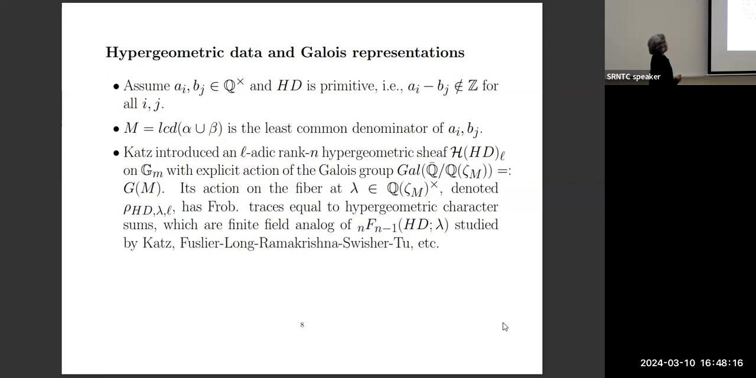So let's take any prime L. Katz has introduced a rank n hypergeometric sheaf on Gm. Gm means the multiplicative group. Gm over any field is the multiplicative group of that field. You can think of this Gm as a projective line with 2 points removed. So it just has one more point, 1, there.